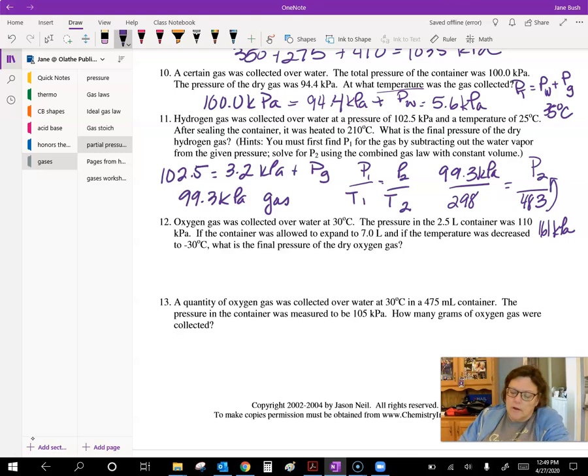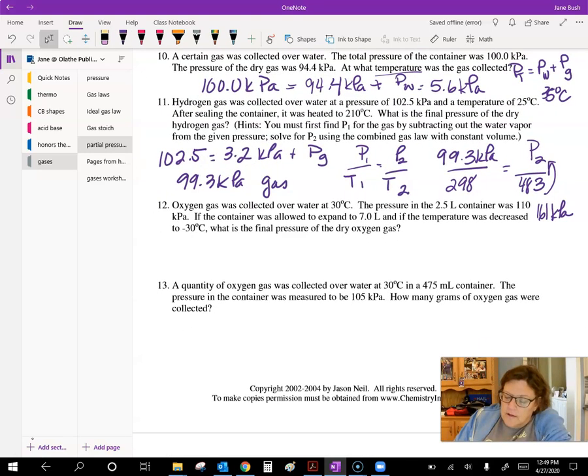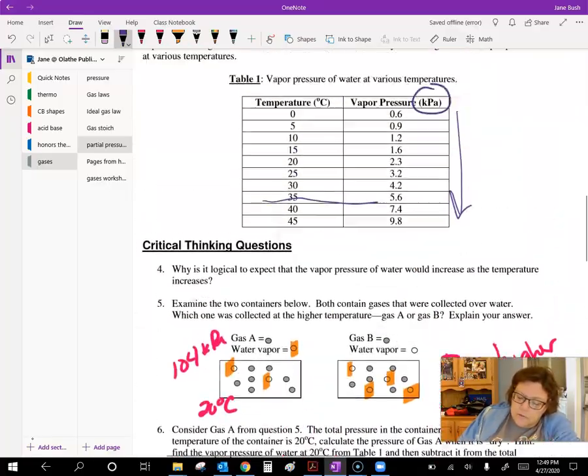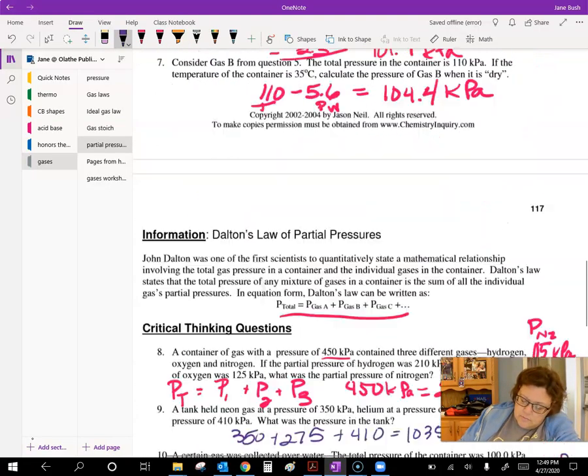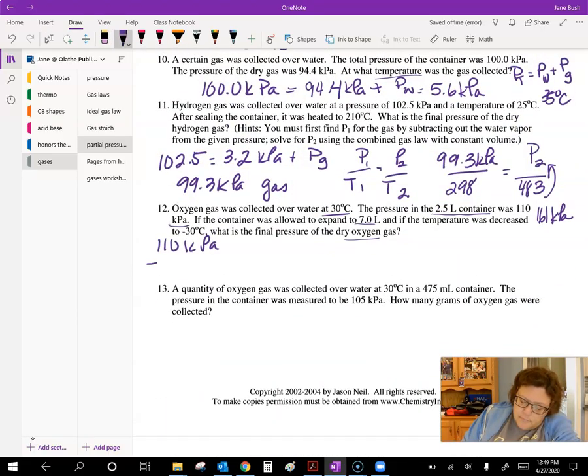All right, number 12, oxygen gas was collected over water at 30. The pressure in the 2.5 liter container was 110. If the container was allowed to expand to 7 liters and the temperature was decreased, what is the final pressure of dry oxygen gas? So first we have to figure out the oxygen pressure. Our total pressure was 110 kilopascals. Our initial temperature was 30. So we're going to take 110 minus 4.2. And we get 105.8 kilopascals of the dry oxygen.